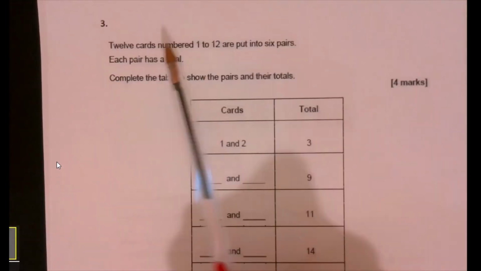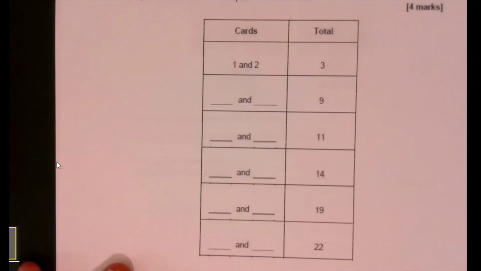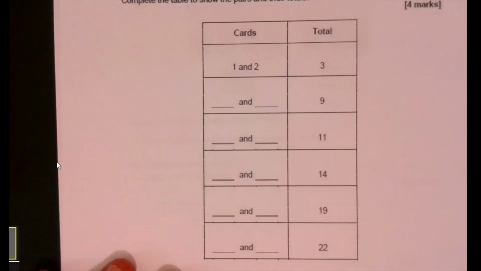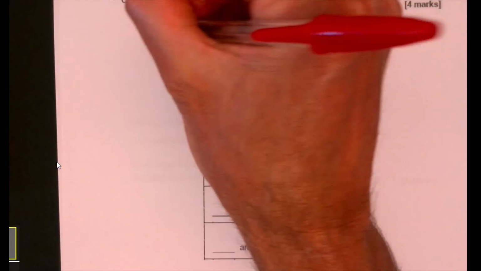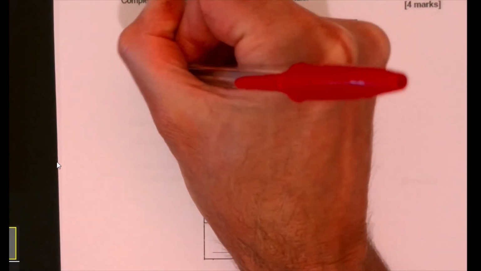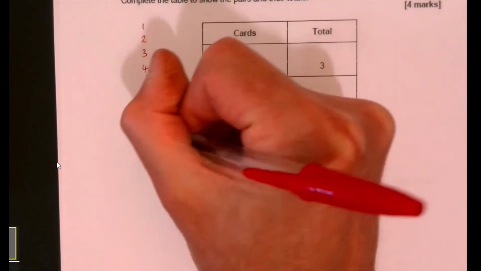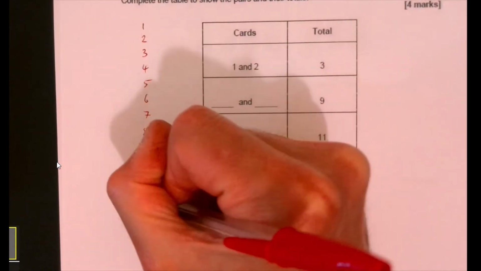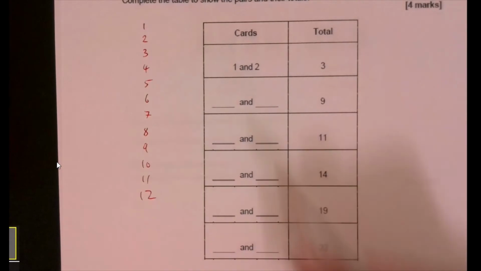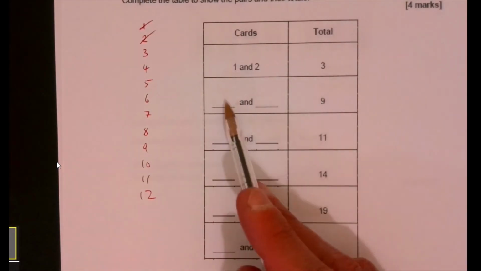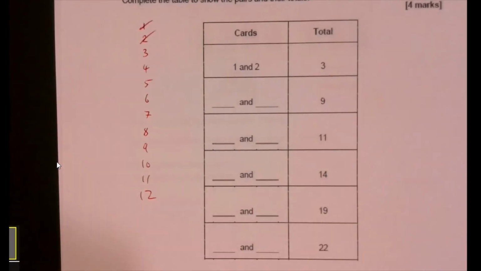Right, let's have a look at number 3. I quite like this one. The actual question above it just says 12 cards numbered 1 to 12 put into 6 pairs. Each pair has a total. Complete the table to show the pairs' totals. So really, it's 4 marks. This is a bit of trial and error. A good piece of advice here would be to write down the numbers 1 to 12, and then just cross them off when you've used them. So we've already used 1 and 2. There we go, they've gone. So this one here, obviously it could be 3 and 6, it could be 4 and 5. You might be able to think of something else it could be.